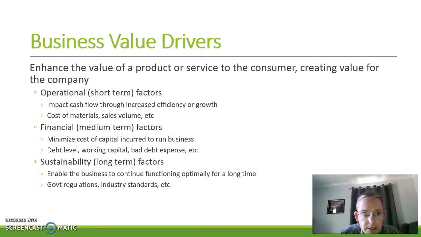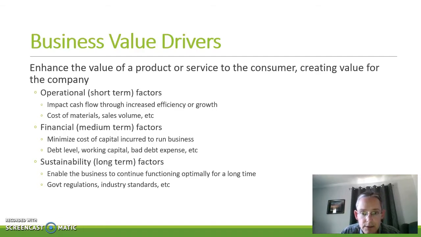What you should see there is business value drivers, and what's going to enhance the product and service to the customer, creating value for the company. There are going to be operational factors, financial factors, sort of medium-term stuff, and sustainability factors. And those are the big ones. What's going to enable the business to continue functioning optimally for a long time? That is part of this whole process being built into place.